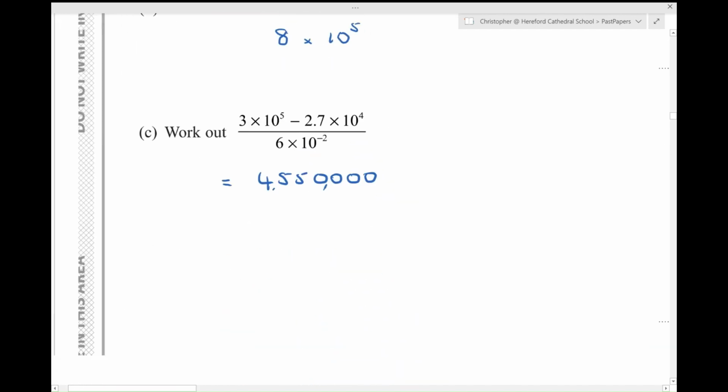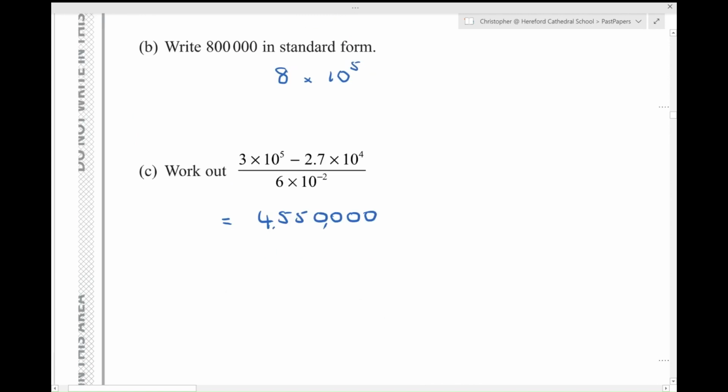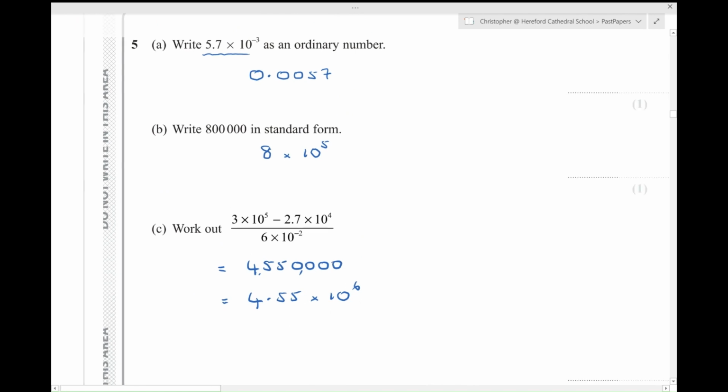Right, now presumably I need to give that answer in standard form, although this time it doesn't say so. But nonetheless, I'll give my answer in standard form because often one needs to. And so in standard form, that would be 4.55 times 10 to the 6. And that is question 5 done.